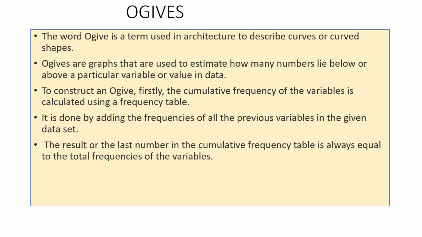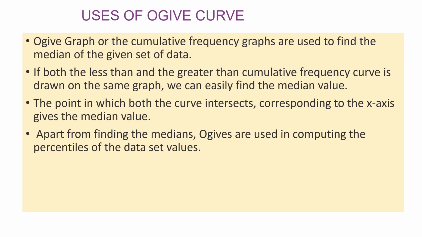To construct an ogive, firstly the cumulative frequency of the variable is calculated using a frequency table, which we all know how to do. It is done by adding the frequency of all the previous variables in the given data set. The last number in the cumulative frequency table is always equal to the total frequencies of the variables. I'll show you how that works also.